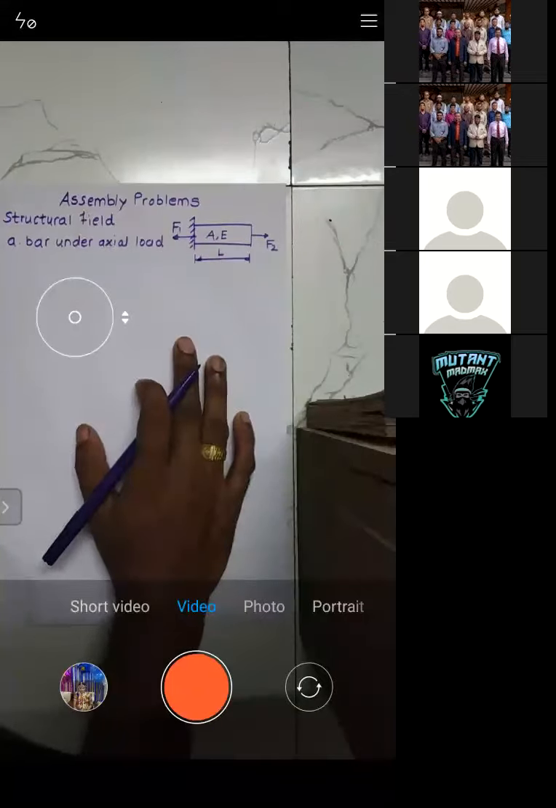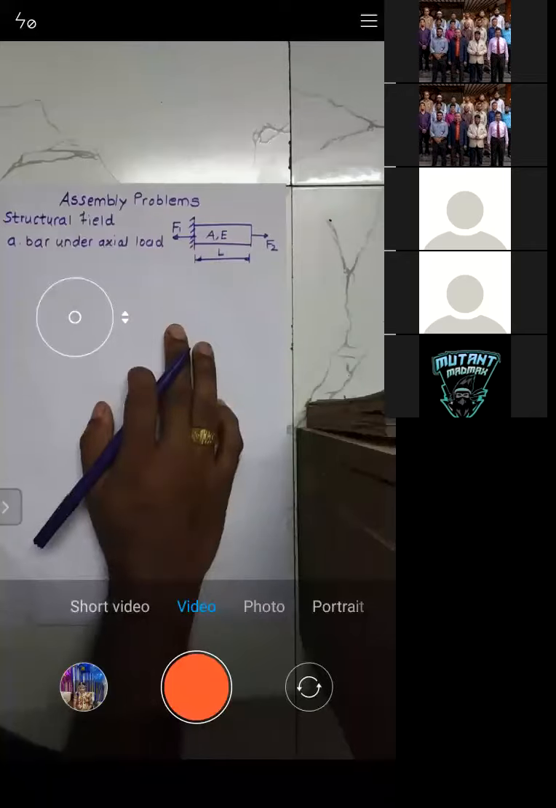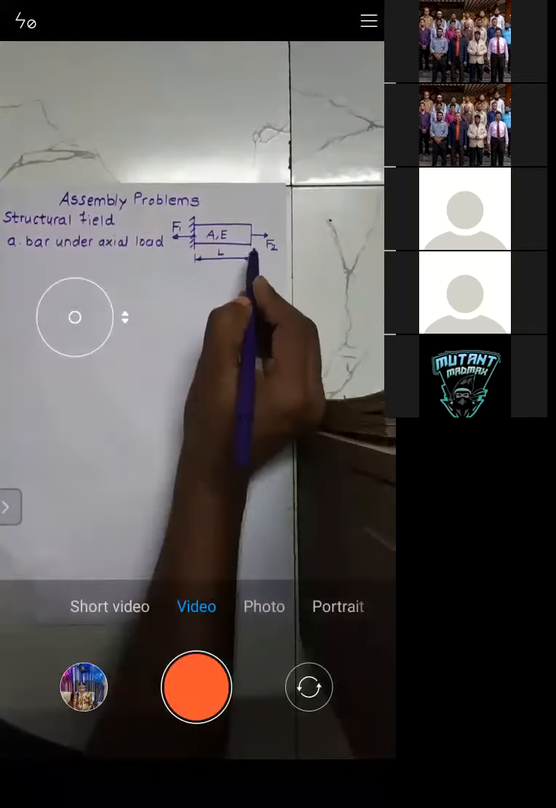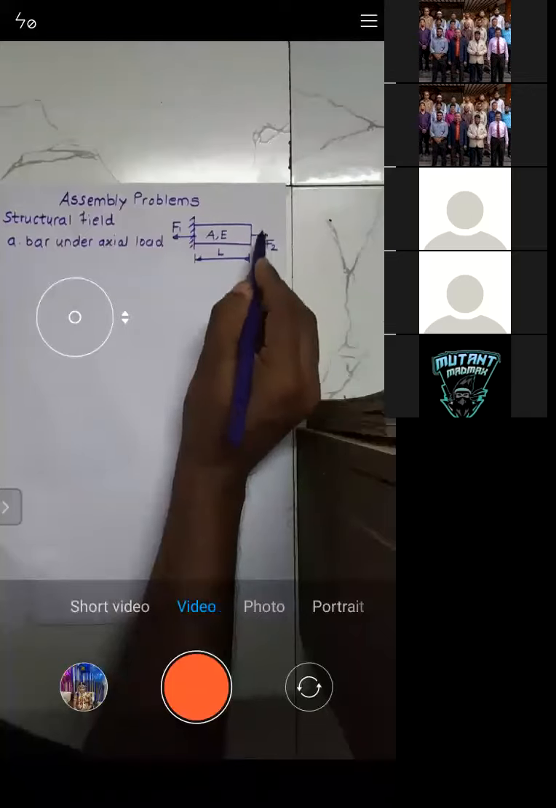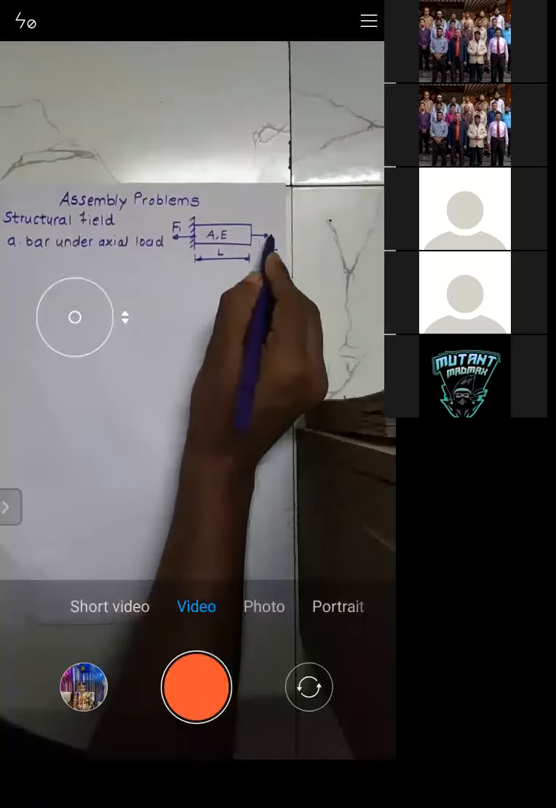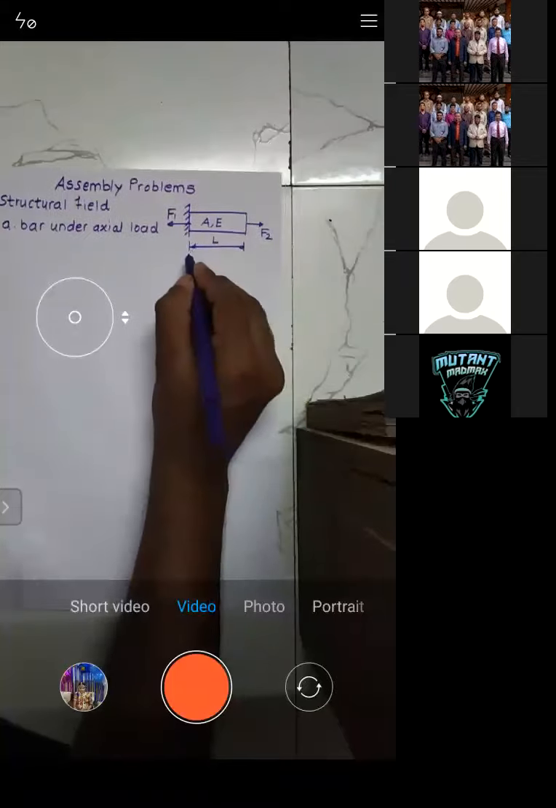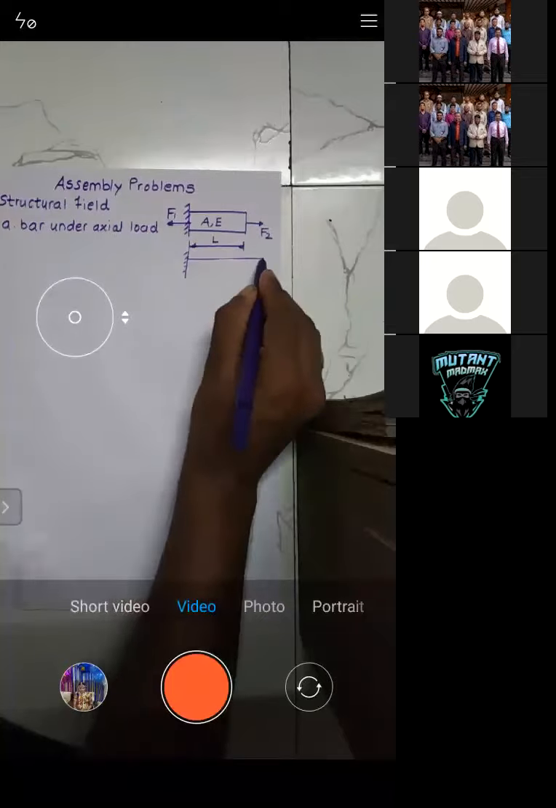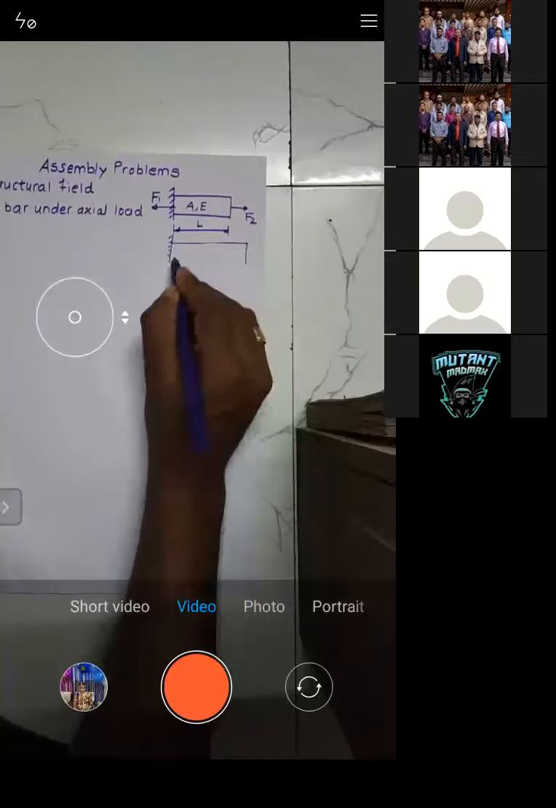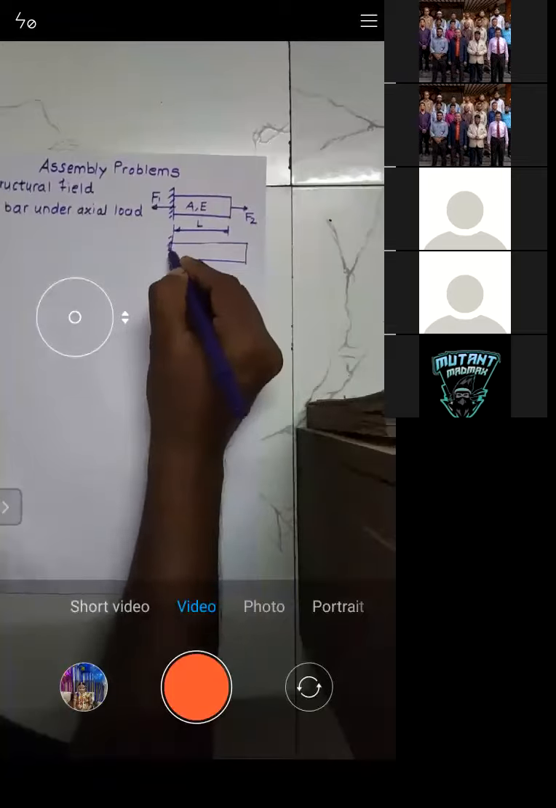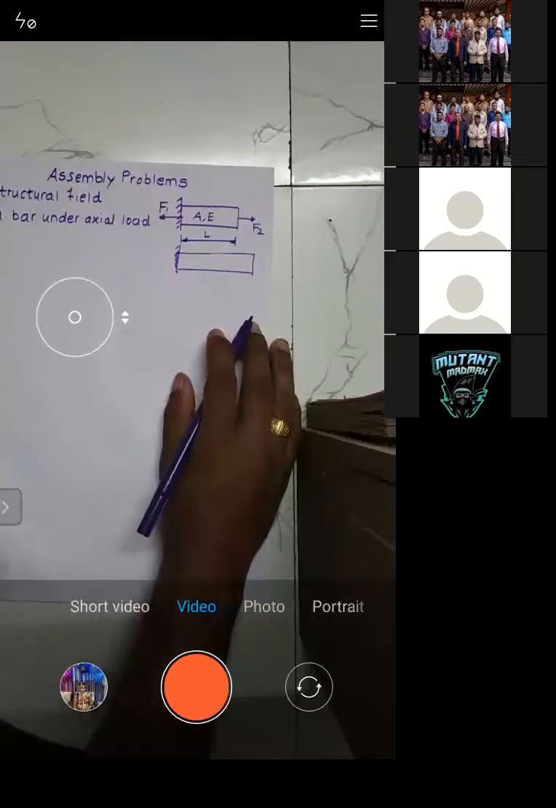See, if this is the case, and if I ask you, what is the deformation at this point? That means after the application of load, where will this point move? If you want to see that deformation when you apply the force F2, your final diagram might be like this.